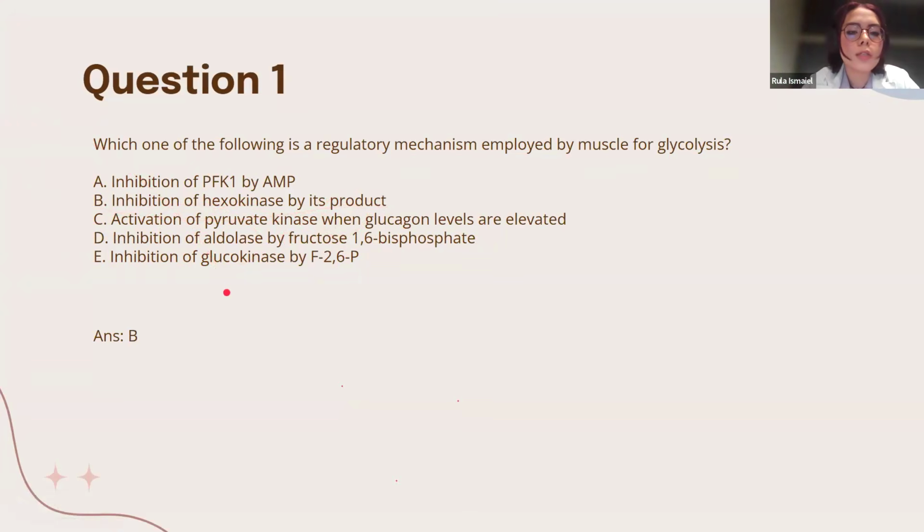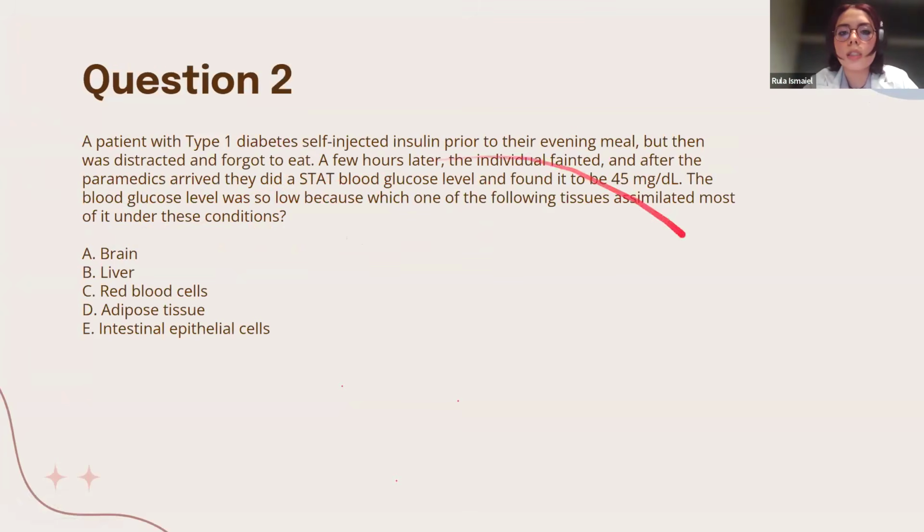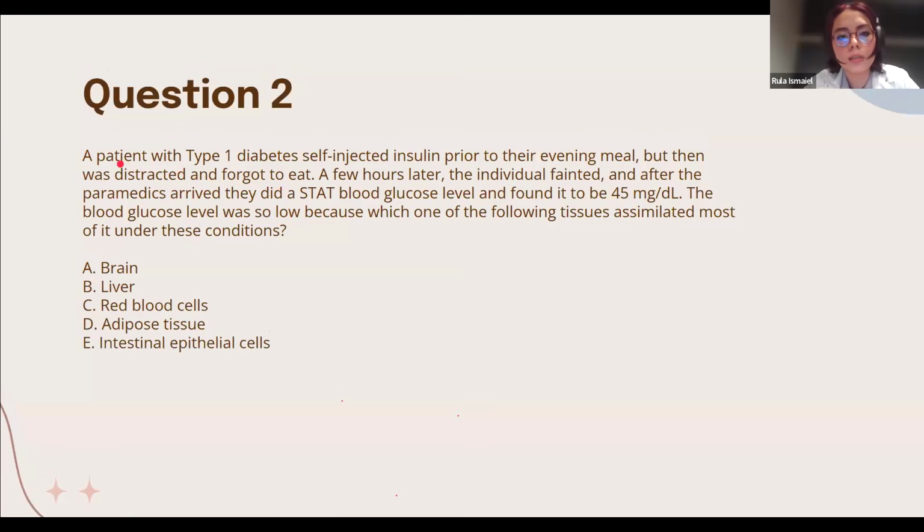Question 2: a patient with type 1 diabetes self-injected insulin prior to their evening meal, but then was distracted and forgot to eat. A few hours later, the individual fainted, and after the paramedics arrived, they did a stat blood glucose level and found it to be 45 mg/dL, I believe. The blood glucose level was so low because which one of the following tissues assimilated most of it under these conditions? This is related back to the GLUT transporters. So which one would be the answer?